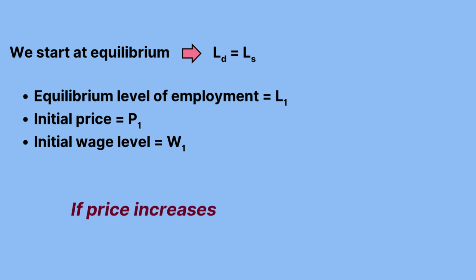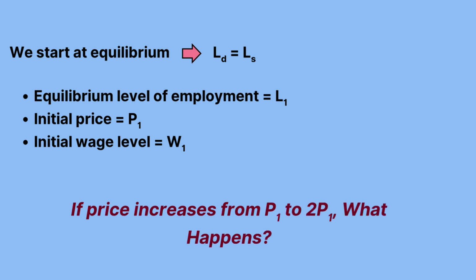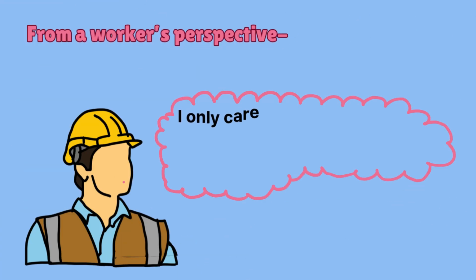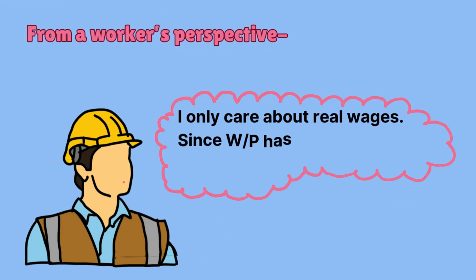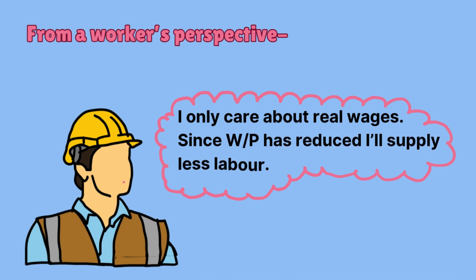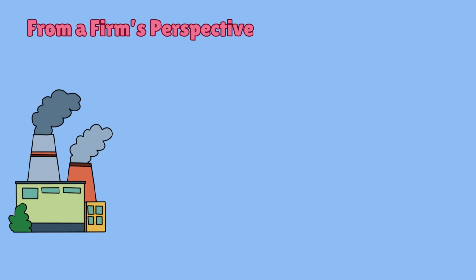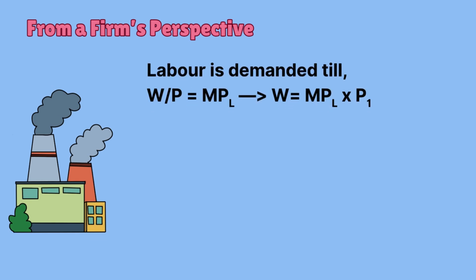Now let's assume that our price increases from P1 to 2P1. What will be the reaction of the firms and the workers? Since workers are only interested in real wages, clearly the new real wage is lower than what they had received initially. This means that they will supply less labor. On the other hand, labor demand will increase. Labor is demanded till the point where real wages or W by P is equal to the marginal productivity of labor or MPL.